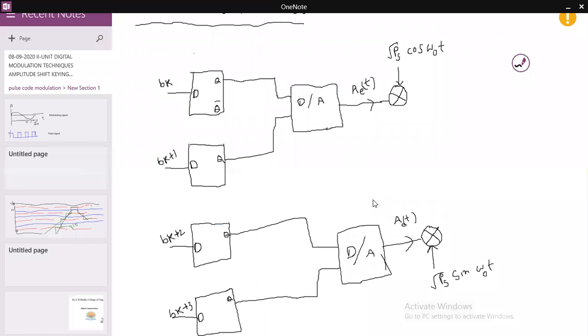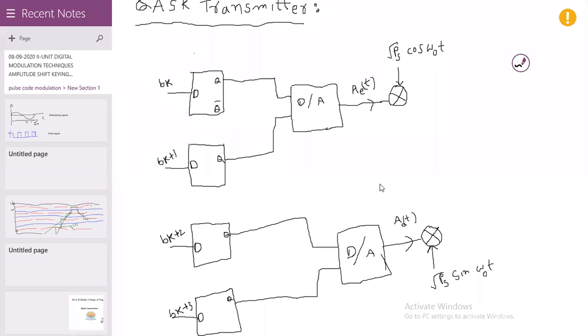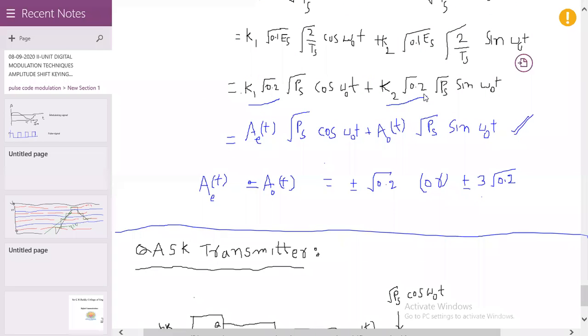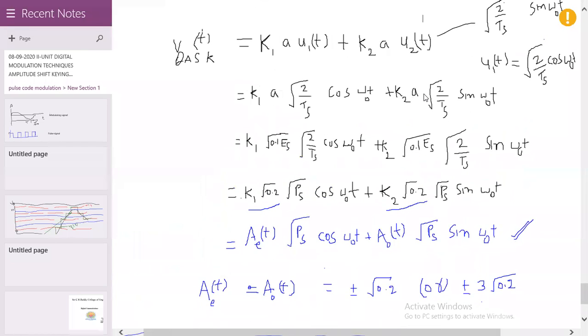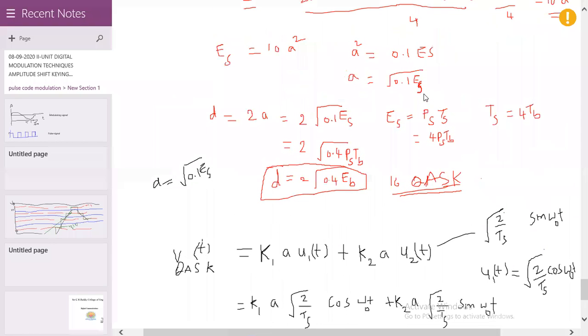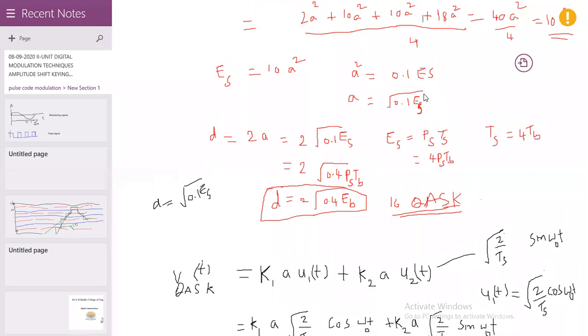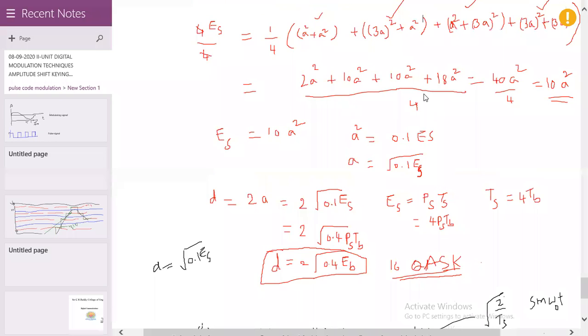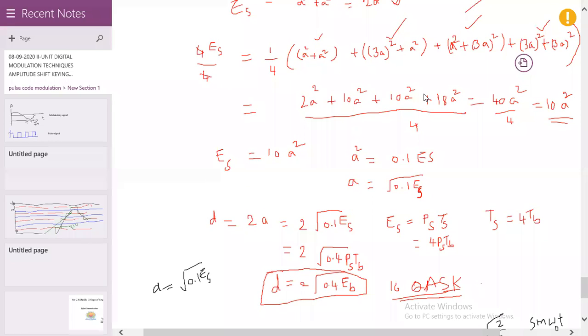Before going to discuss the transmitter block diagram of this QASK, you can refer to yesterday's previous class, because in last year's old question paper, a total question is given for QASK, quadrature amplitude phase shift keying. Here you will design your own. So here we take the example in your textbook, 16 QASK.